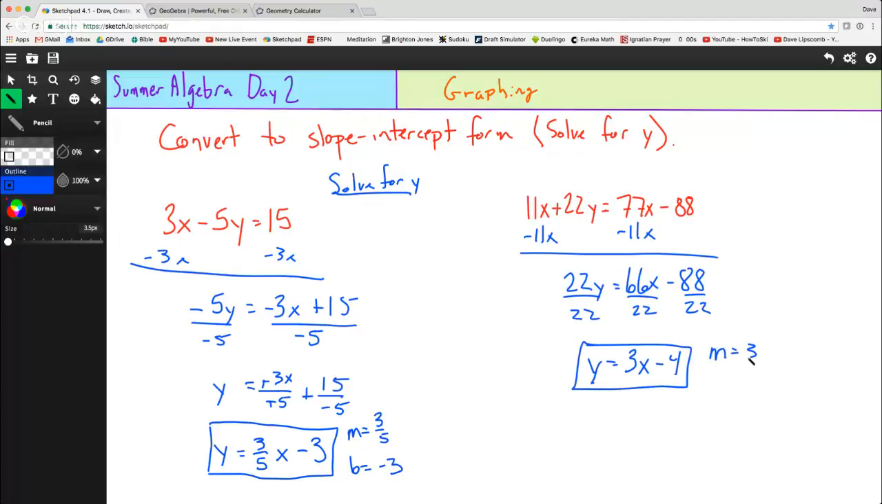Our m equals 3 and our y-intercept, why do we use b? I'm not sure. That's just the convention. Minus 4. And so these are now in ready-to-graph form. And we'll talk about that ready-to-graph form tomorrow.